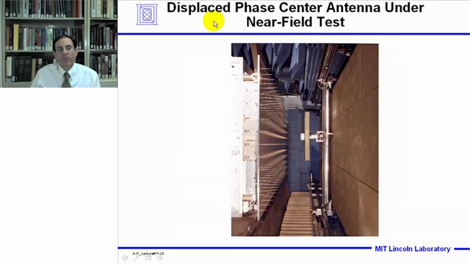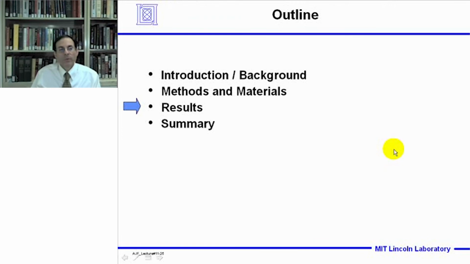Here's a photograph showing the displaced phase center antenna under test in the near field facility. So here's the monopole array, here's the probe antenna with absorber surrounding the probe, and here's the probe positioning system. So we would scan the probe across the horizontal center line of this displaced phase center antenna. Let's show some results.